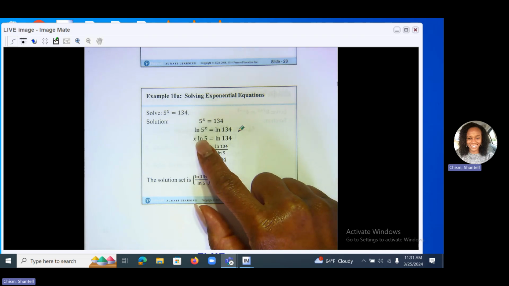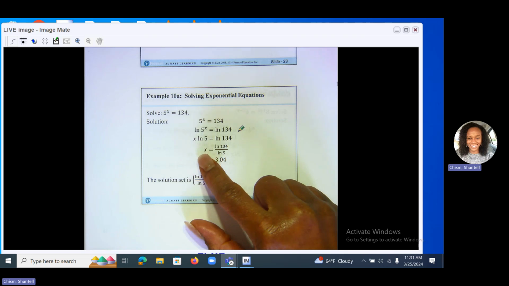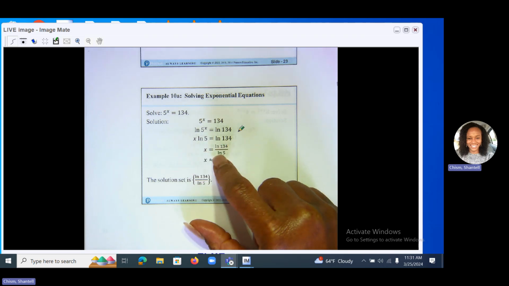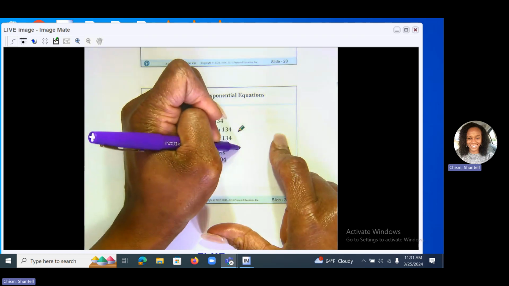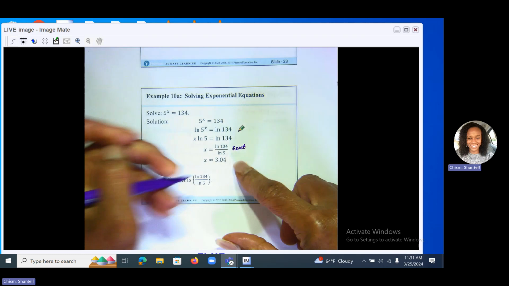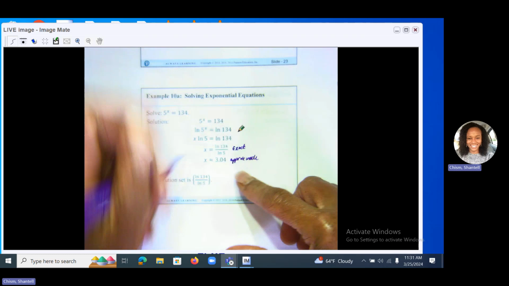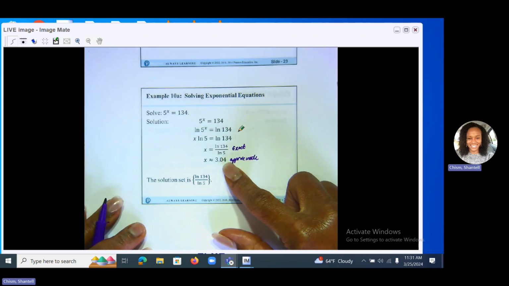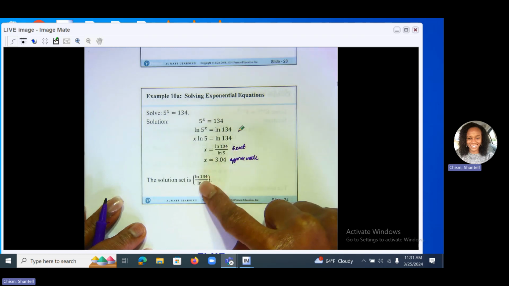Because keep in mind, ln of 5 and ln of 134, they're just numbers. They're just decimals, but they're essentially just values. So x would equal ln of 134 divided by ln of 5. If they want the exact answer, then you would leave it like this. If they want you to round it to an approximate answer, then you would round it accordingly to how many decimal places they tell you. If you're asked to write it as a solution set, you will leave it in the exact value.